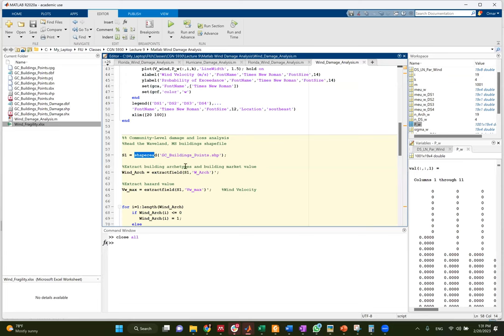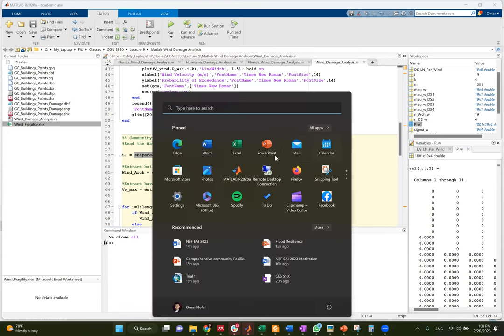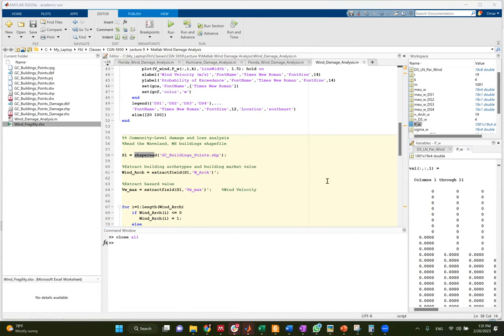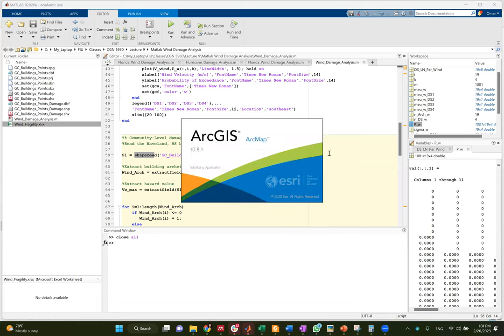But the thing is, I don't want all the data in this shape file. This shape file has lots of data. Okay, I closed ArcGIS. I thought it would help, but yeah. If you remember, I have the foundation, the building area, the number of stories, the number of units. I don't need all of this data. The only two things that I need for wind damage analysis are the wind speed at each building and the wind archetype.